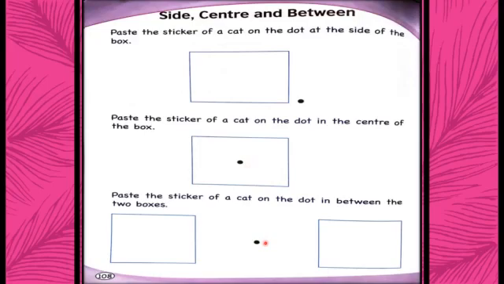Okay, so this page also you have to complete. This is page number 108 of your maths book. You have to take out the stickers from the back of the book, the cat sticker, and then paste in these three positions. Okay, complete this work and then send it to me.